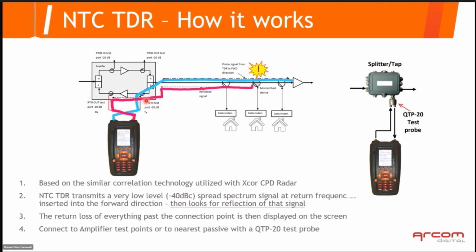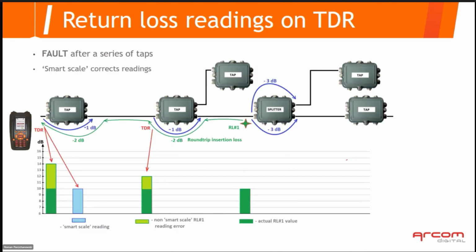If there is no possibility to connect like this, connect to the nearest passive using the QTP20 test probe. And now we'll talk about the smart scale and indications.